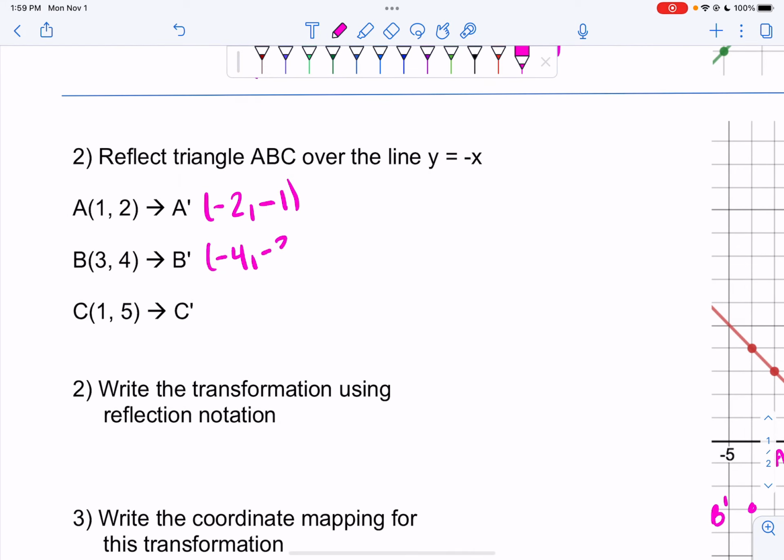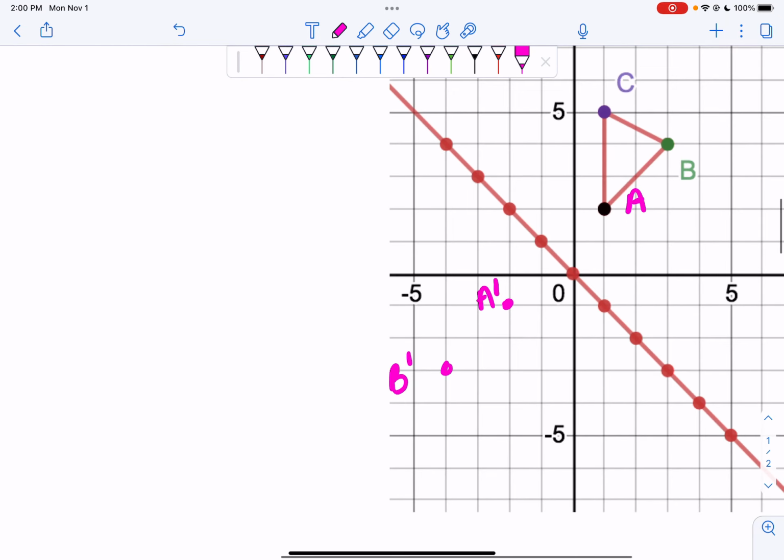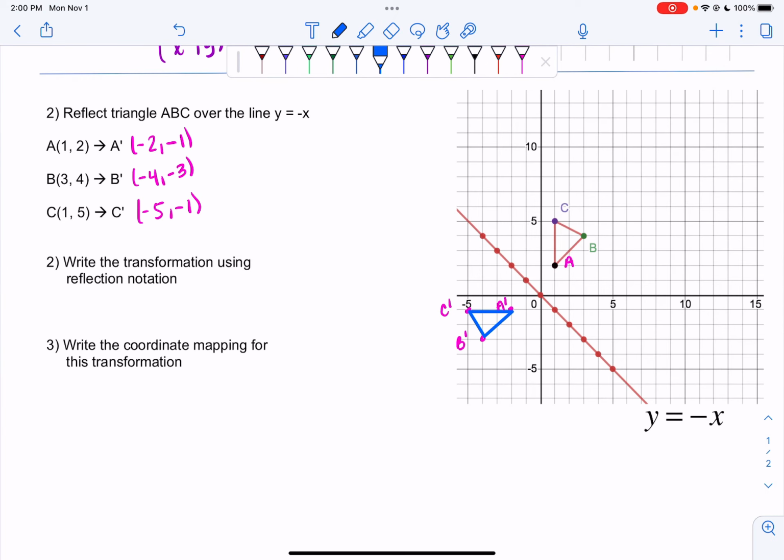By this process, I'm still just switching my x and y values, making them both opposite. What would C prime be after a reflection over the line y equals negative x? Very good. It would be negative 5, negative 1. So I go out to negative 5, and I go down 1. And this is C prime. Now I'm going to connect those points. And what we just did was a reflection over y equals negative x.